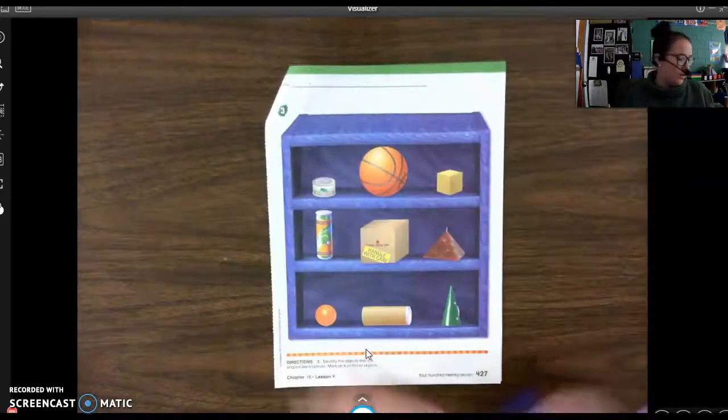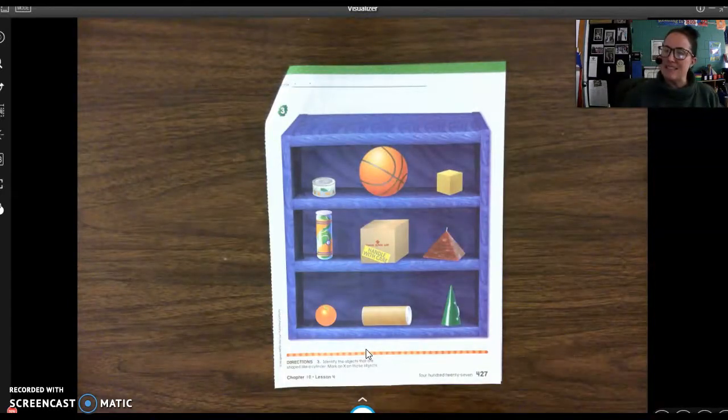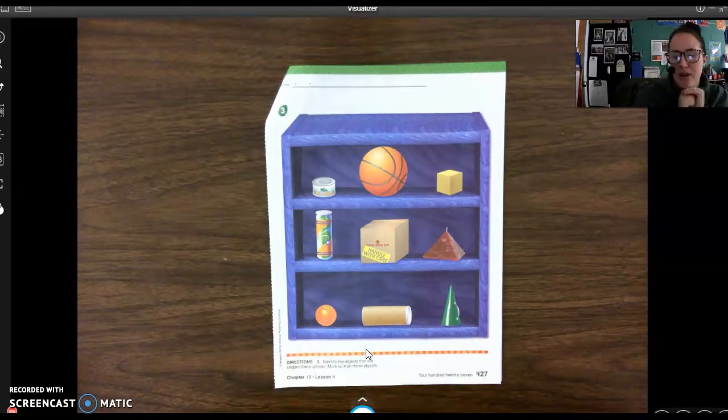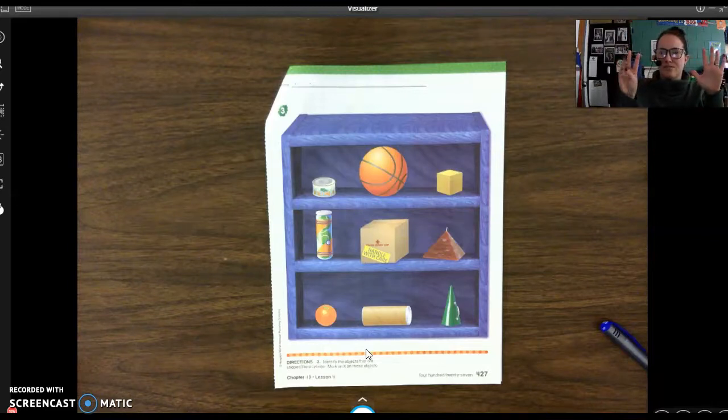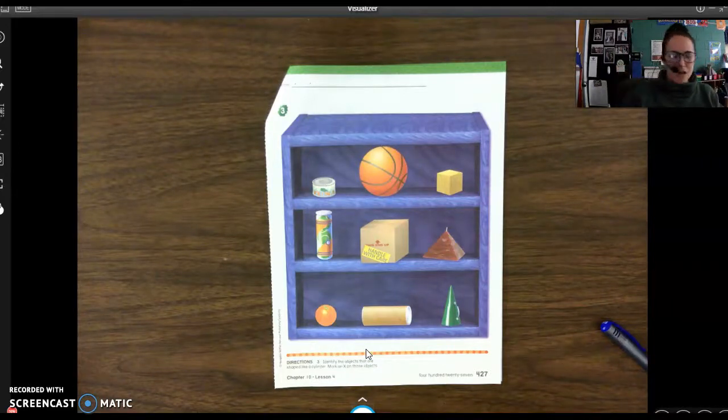Alright, I'm going to let you go on a little cylinder hunt. You find all the cylinders you can on this page and put an X on them, and then we will check it. I'm going to give you 10 seconds to put an X on all the cylinders you see. Alright, time's up. Let's see what you found.